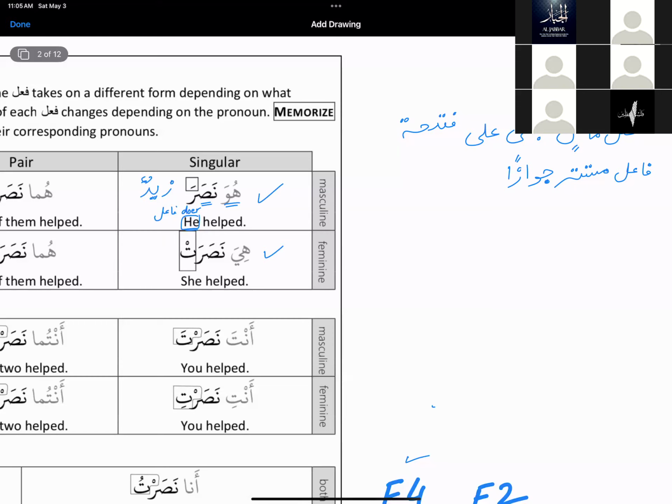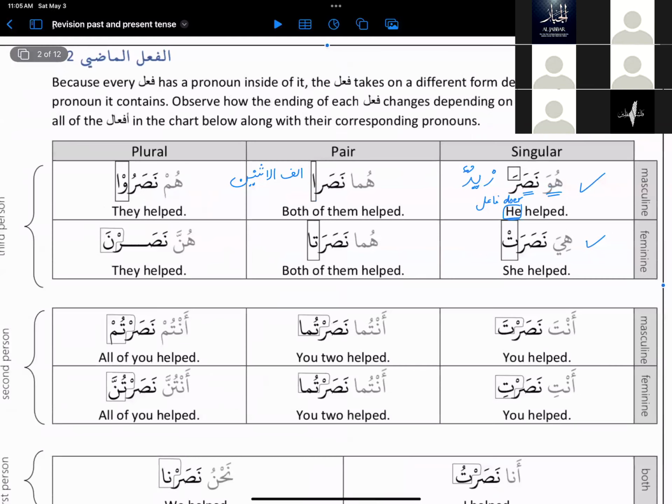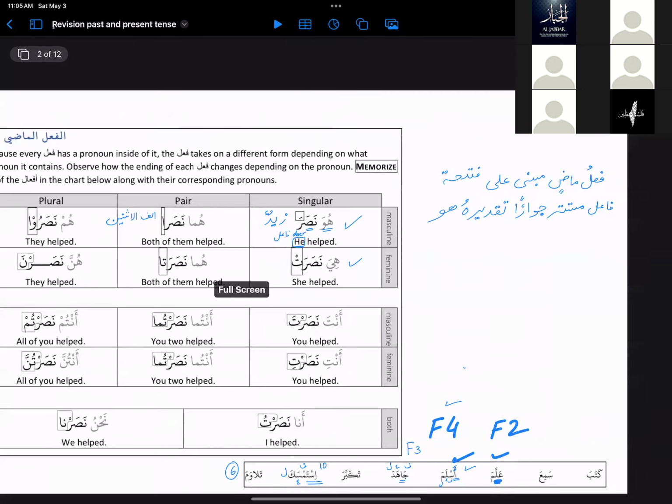So now: failun, madin, mabni ala fatha. Fail mustatir jawazan, and then we can say taqdiruhu, meaning we are estimating, it is kind of established that it is huwa. Okay, so this is how you're going to find it in Arabic books. So get familiar with that.